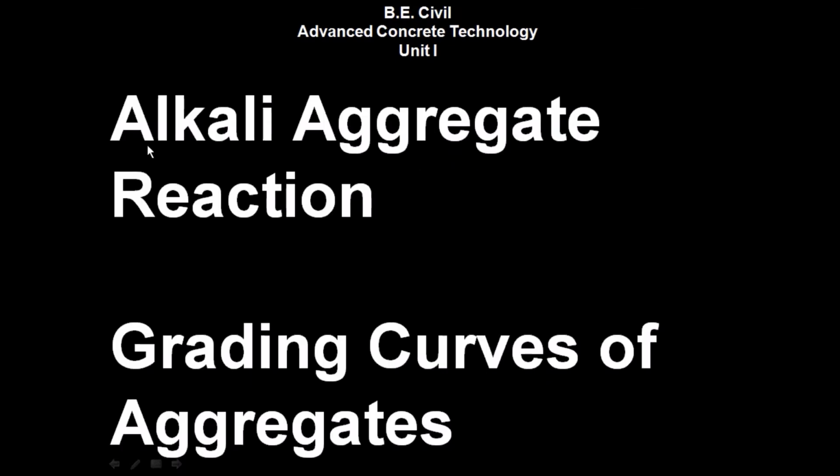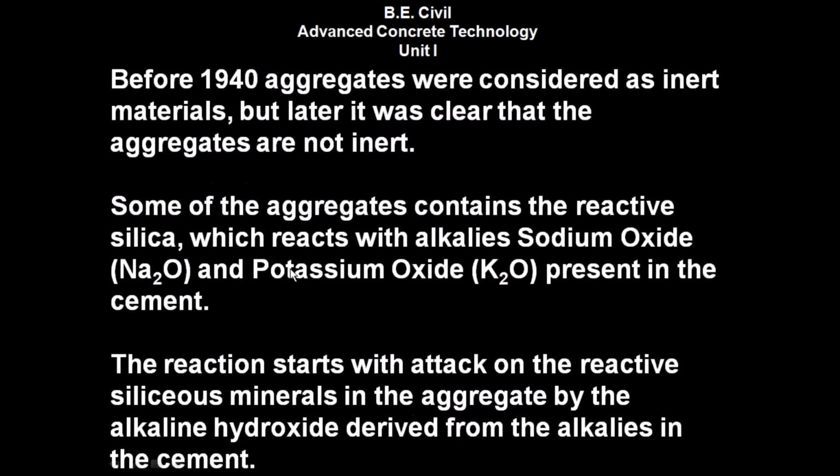We will see the alkali aggregate reaction and grading curves of the aggregates. So first we will see alkali aggregate reaction. Before 1940, aggregates were considered as inert materials, but later it was clear that the aggregates are not inert. Some of the aggregates contain reactive silica, which reacts with the alkalis, that is the sodium oxide Na2O and potassium oxide K2O present in the cement.